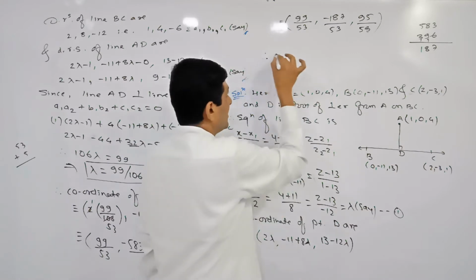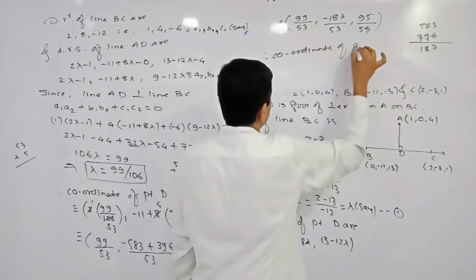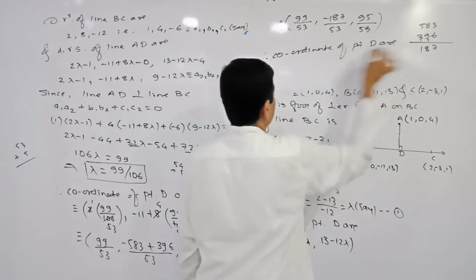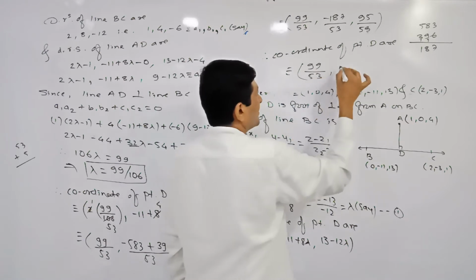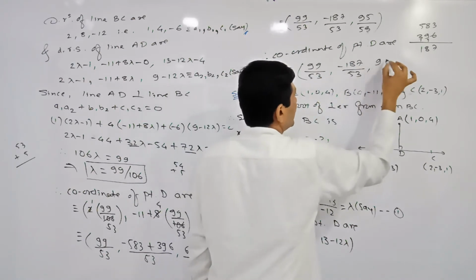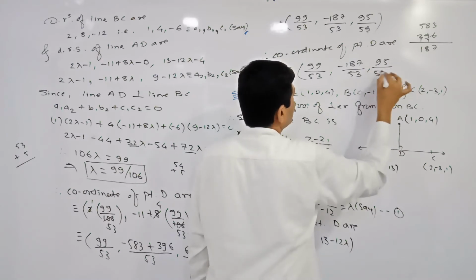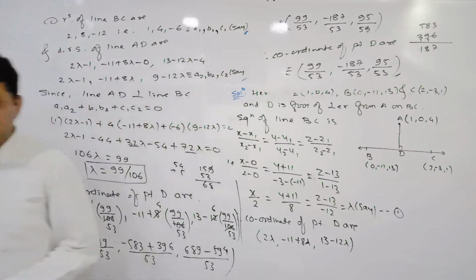So therefore, the coordinates of point D are: what is the x coordinate here? 99 upon 53. Y coordinate is minus 187 upon 53 and Z coordinate is 95 upon 53. So this completes the solution of this example.